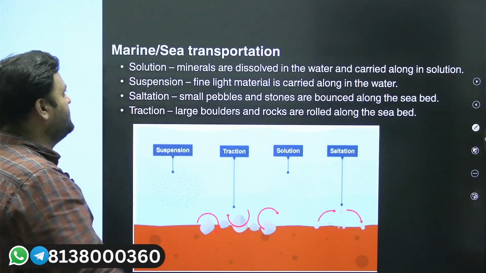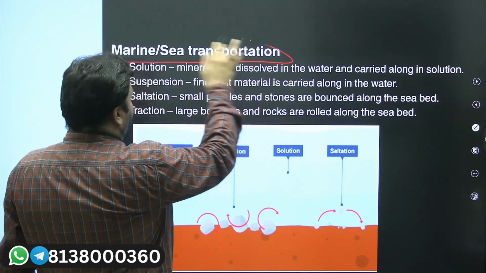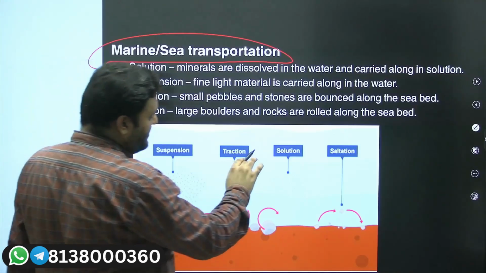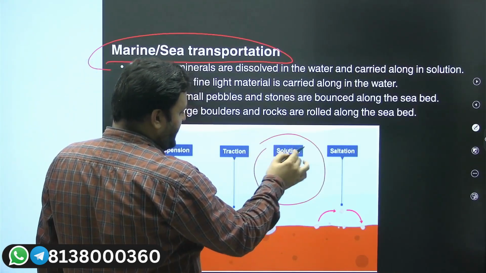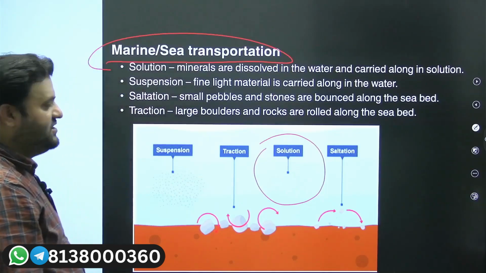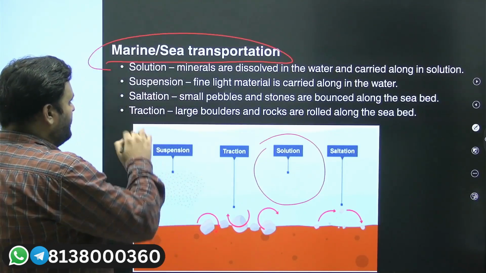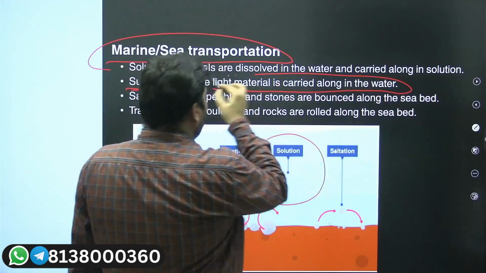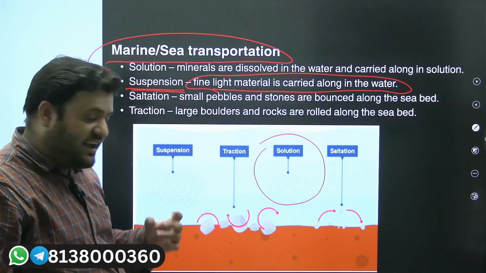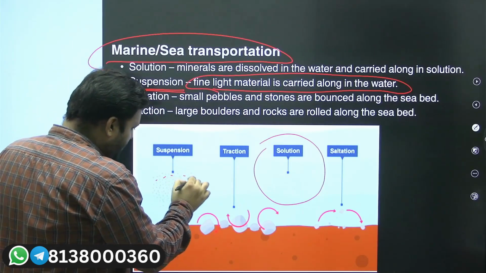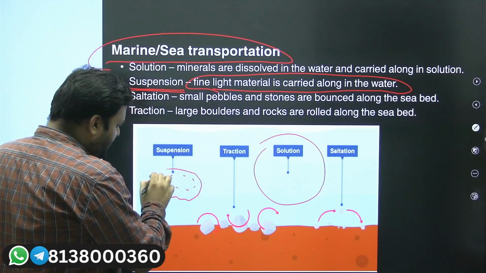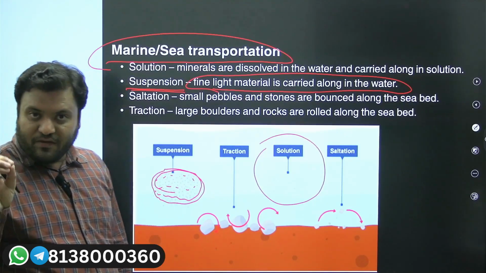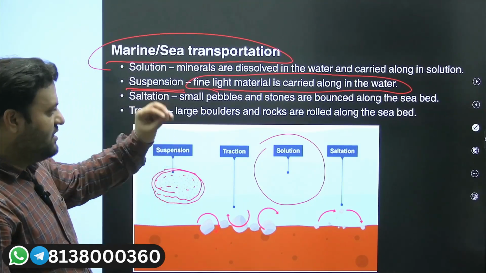Moving ahead, marine or sea transportation. So we have this word solution. Solution means when the minerals are dissolved in the water itself and they are carried in the water, that will be termed as solution. Then we have this word called suspension. Suspension means fine light material which is carried in the water itself. Do not confuse it with attrition. So suspension means the fine light materials which are there in the water itself.